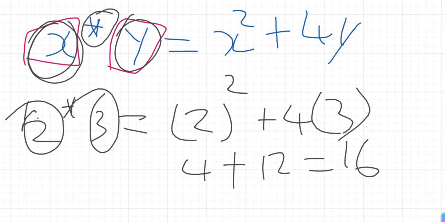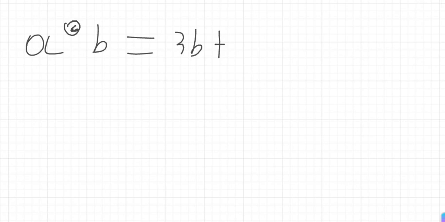So that's simply it. If we had something looking like this, so we had a and b with a little ball symbol between them, this just tells you what is really happening with these terms. And so we say this is equal to, let's say, 3b plus, let's say, 2a.